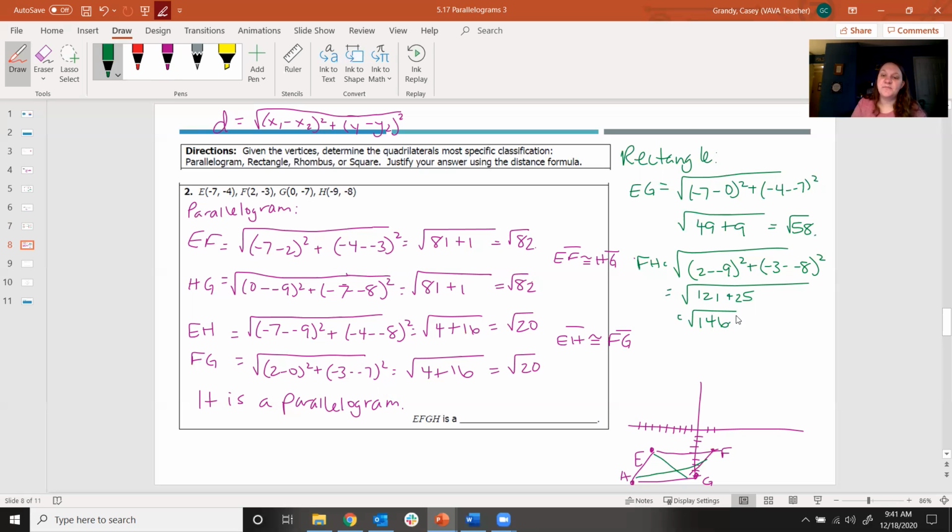Well, that's not equal to that. So this is not a rectangle. Cool.